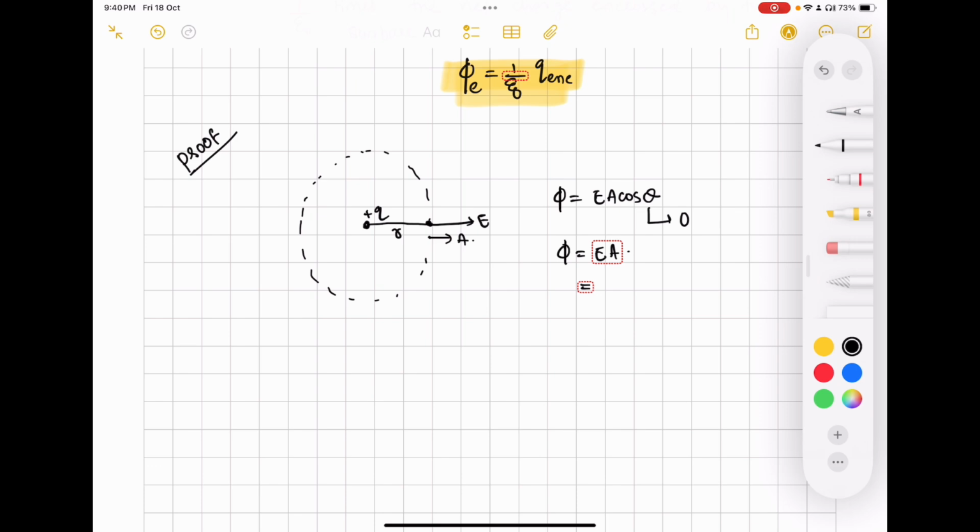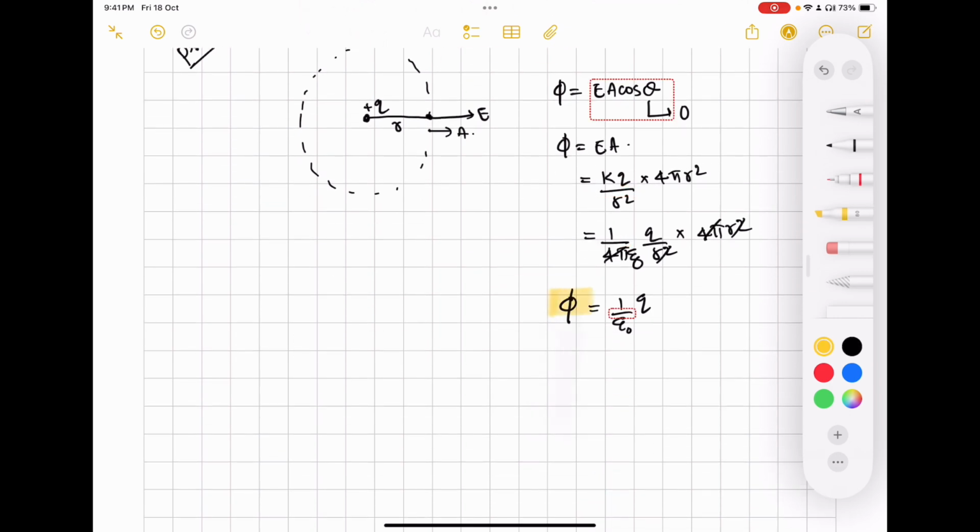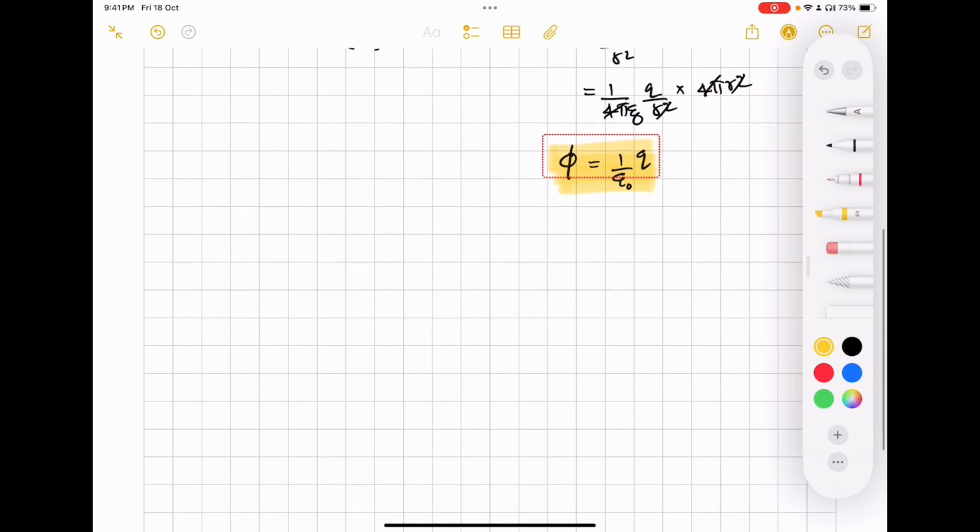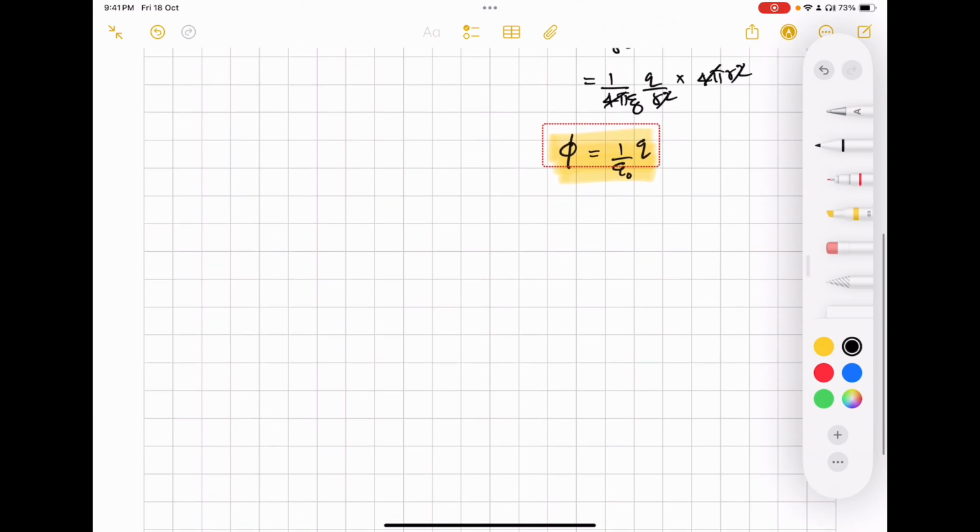Electric field due to a point charge at a distance r is equal to kq by r square, and area of a sphere is equal to 4 pi r square. So we can substitute k is equal to 1 by 4 pi epsilon 0, q by r square, into 4 pi r square. 4 pi cancels, r square cancels. So flux is equal to 1 by epsilon 0 q. So this is Gauss law.